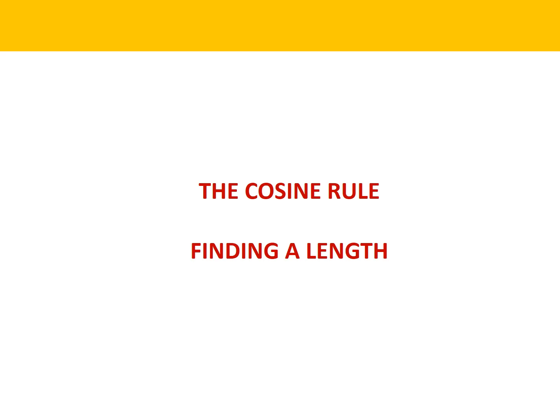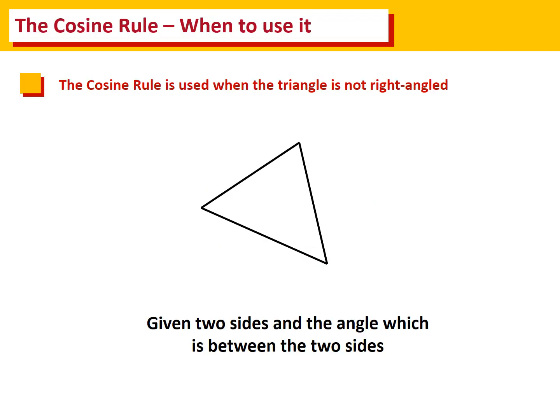So in this video, we're going to use the cosine rule to find a length. We use it when we're given two sides and the angle between the two sides. In this example, imagine those were the two sides given to us, 7 and 6. Where the red dot is, that would be the angle between the two sides. If we're given that angle, in this case 57 degrees, and we're trying to find the length of the side marked x, then we would use the cosine rule.